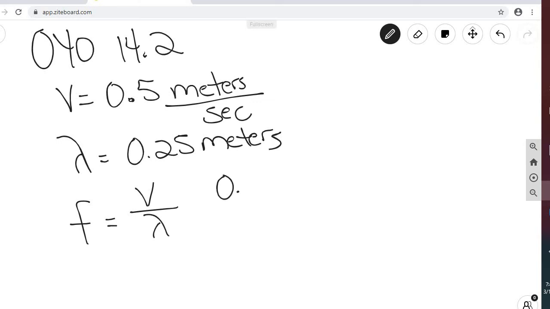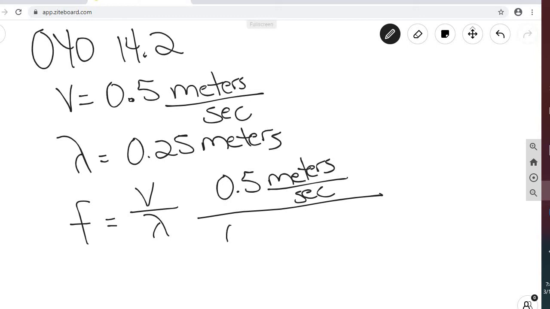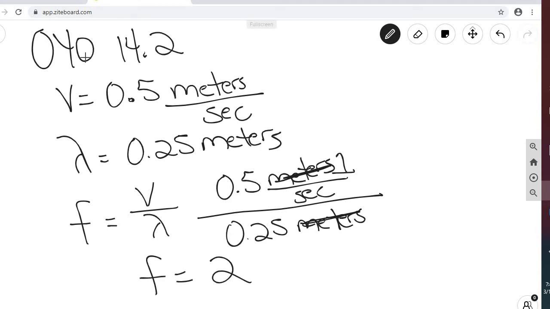So 0.5 meters per second, meters over seconds, divided by 0.25 meters. So we have meters divided by meters, that's 1. And then if we do the math, 0.5 divided by 0.25 is 2. So our answer would be 1 per second, or 2 hertz. So again, that means that if you're standing there, 2 waves will hit you every second.